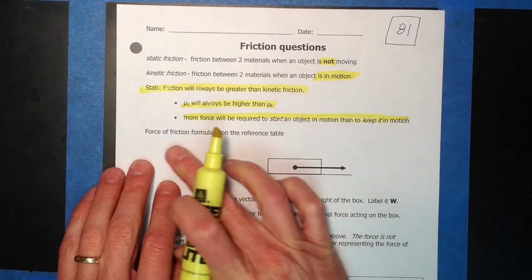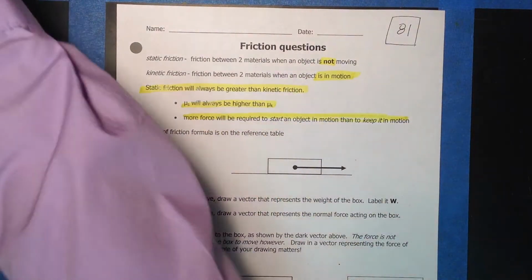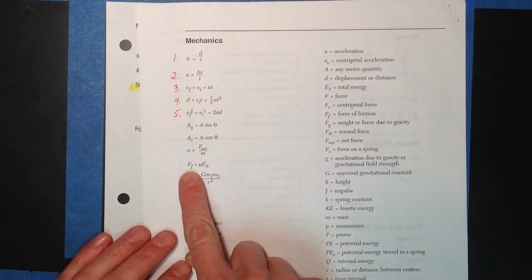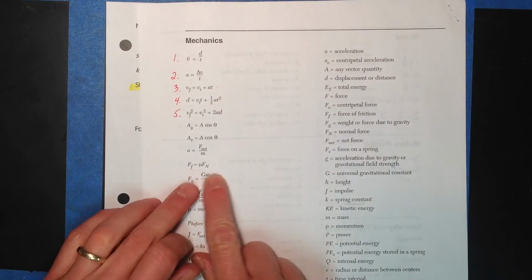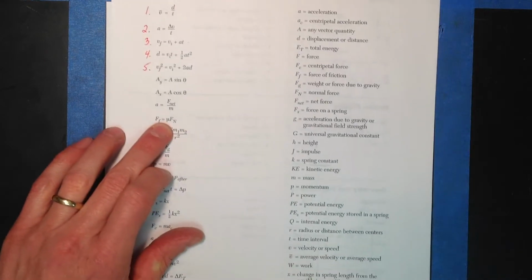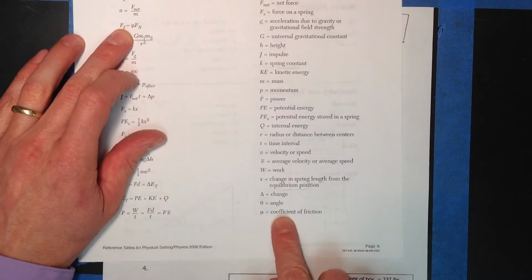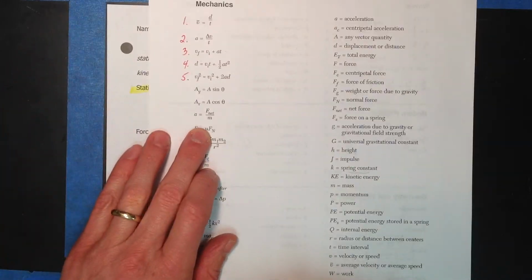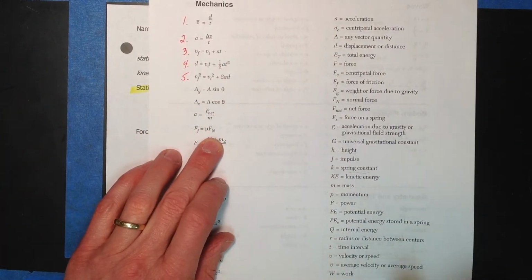And I added here, the force of friction formula is on the reference table, and it is on the back, and it's this. Okay, force of friction equals the frictional coefficient, which is the coefficient of friction, which is listed here, and then times the normal force.